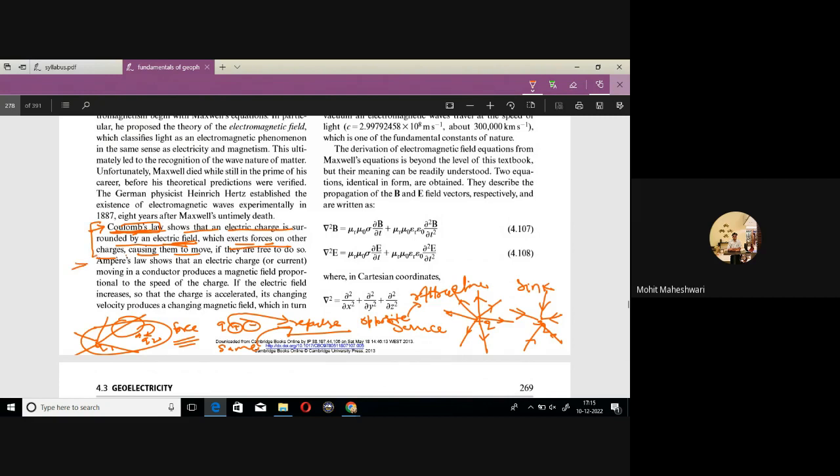Then let's see what Ampere's law says. Ampere's law shows that the moving electric charge will produce a current, and the direction of current will be opposite to the direction of the flow of electrons. So Ampere's law shows that the electric charge, or you can say current, moving in a conductor will produce a magnetic field which will be proportional to the speed of the charges, right?